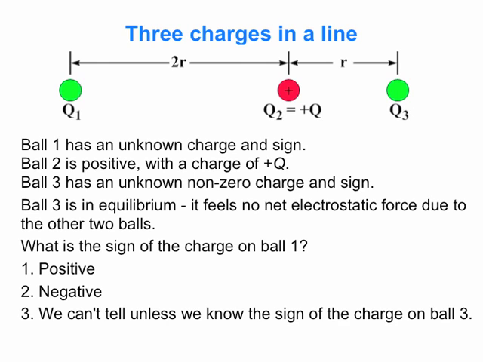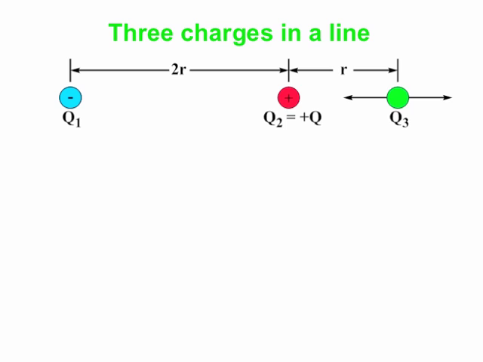Okay, so let's analyze it and see. So if we draw a free body diagram of ball number 3 here, then we know it feels no net force. It's got a non-zero charge, and so it has to be feeling a force in one direction because of charge number 2, and it must be feeling a force in the opposite direction because of charge number 1. The only way that can happen is if charge number 1 has the opposite sign to that of charge number 2. Okay, so we can nail the sign down on charge number 1. It's got to be opposite.